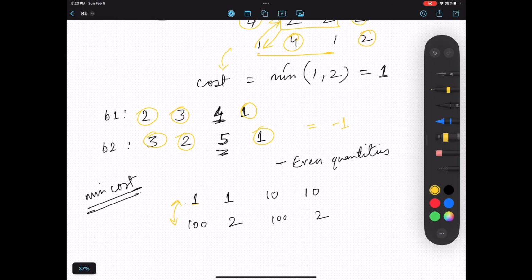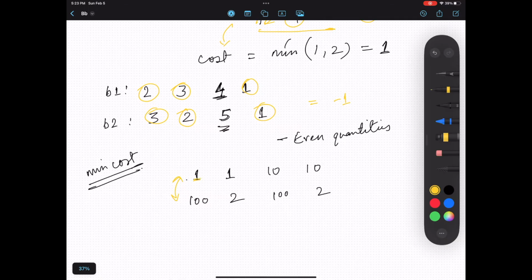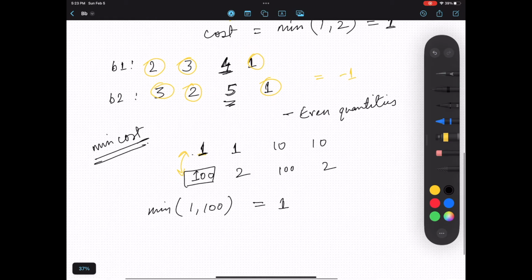Okay, now to make them the same with minimum cost, one approach that we can pick is to take the minimum value from B1 and swap it with the maximum value of B2. Let's say we are swapping 1 and 100, the cost would be 1, right? So this is the cost of one swap, 100 goes there and 1 is here now.